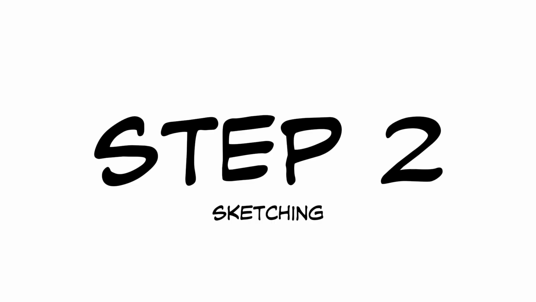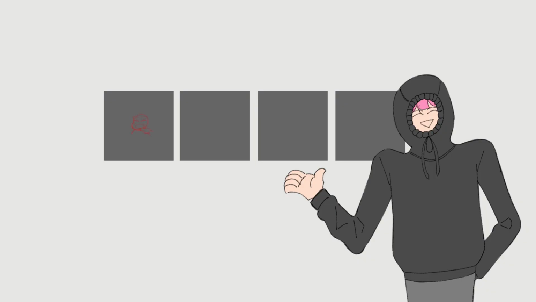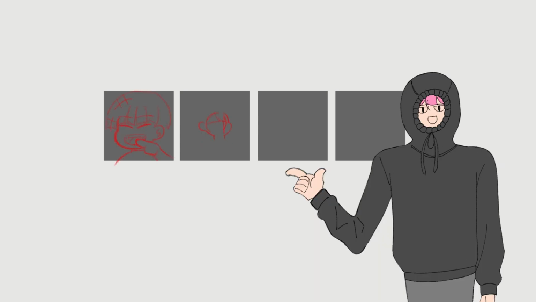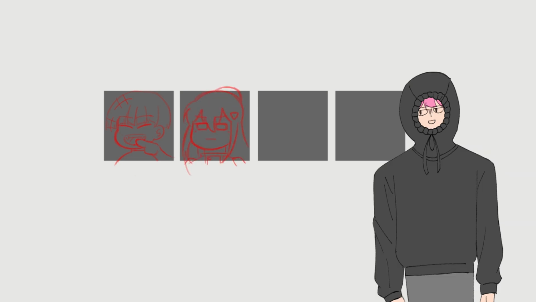Step 2. Sketching. It's up to you if you want to make your sketch messy, but make sure you understand it. Personally, I like sketching on different layers so I can easily erase something if I'm not confident with it. I also recommend not putting a lot of details in your drawing since not all of it is going to be visible.